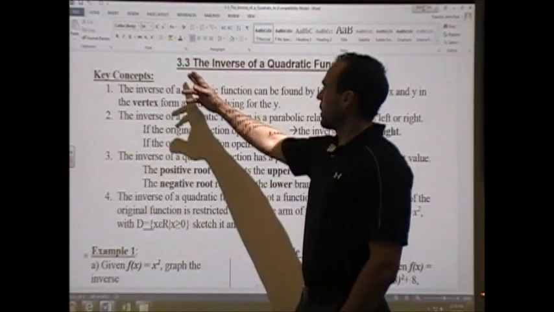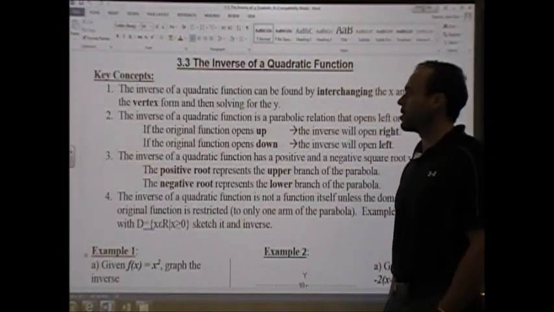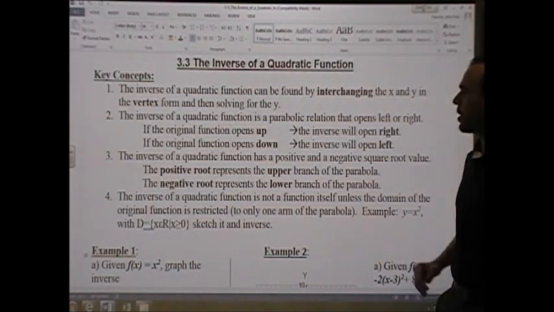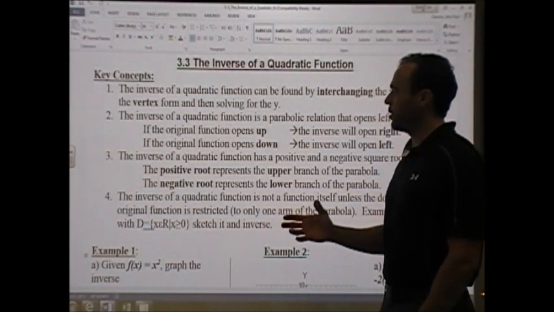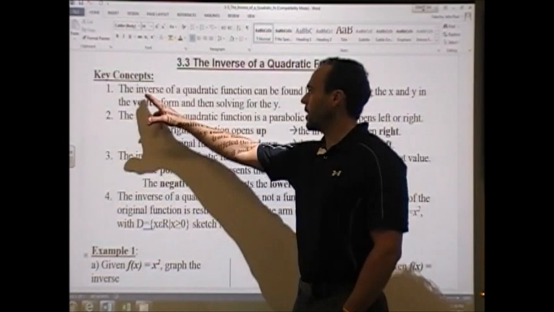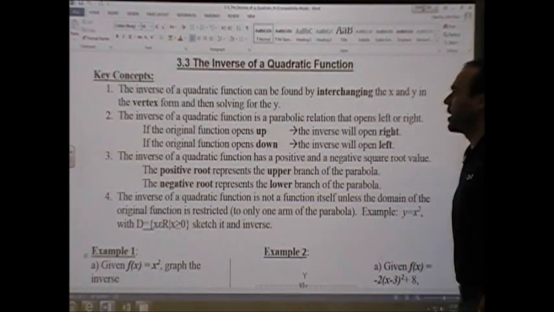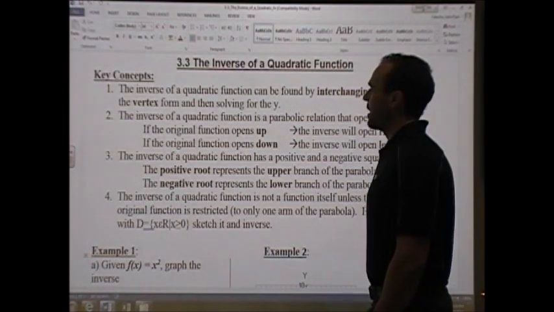Okay, so let's take a look at 3.3, the inverse of a quadratic function. We've taken inverses of things before, and we know that taking the inverse means inverting your x and y values, or inverting your domain and range, interchanging them. Key concepts: the inverse of a quadratic function can be found by interchanging the x and the y in the vertex form and then solving for y.